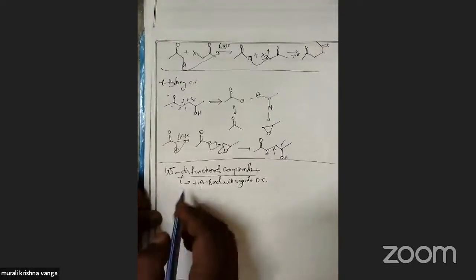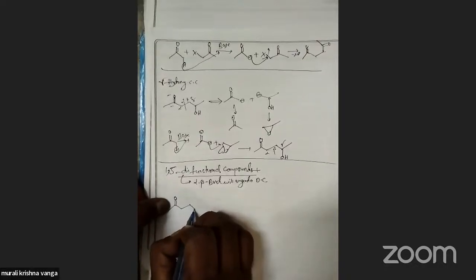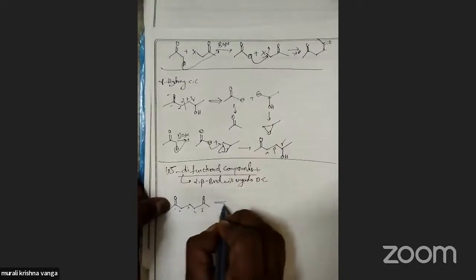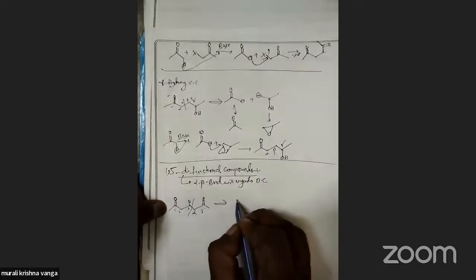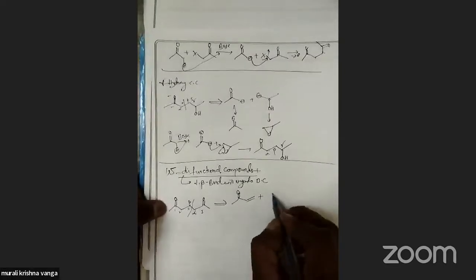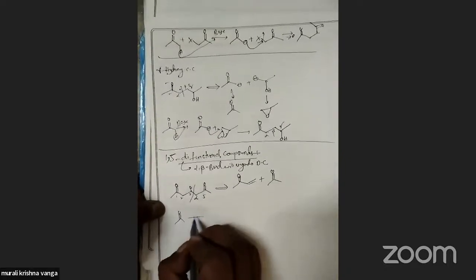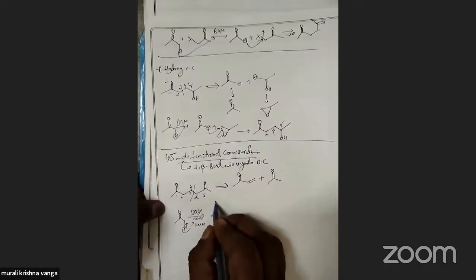The best example I am giving here: 1, 2, 3, 4, 5, 1,5 difunctional compounds. Here, the alpha beta bond undergoes disconnection. When alpha beta undergoes disconnection, it produces an alpha beta unsaturated carbonyl compound and acetone. When the acetone reacts with the base, sodium hydroxide or potassium carbonate, the base abstracts the proton from here, then produces an alpha carbanion.